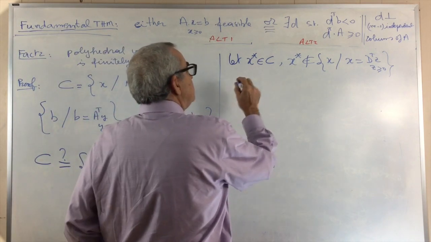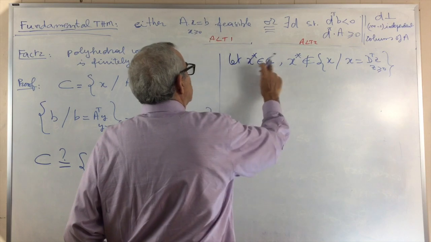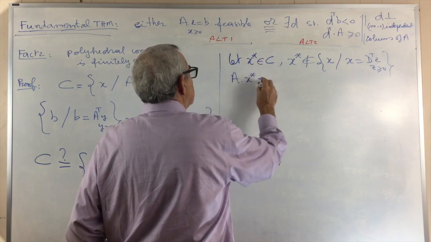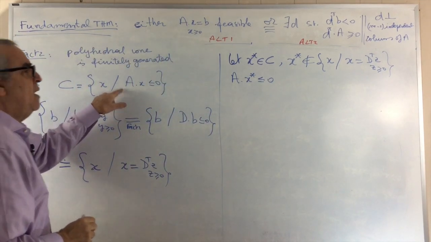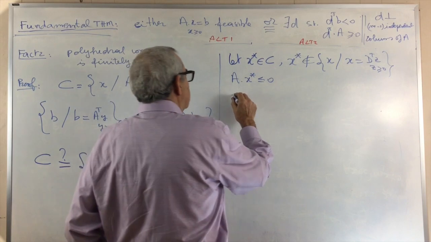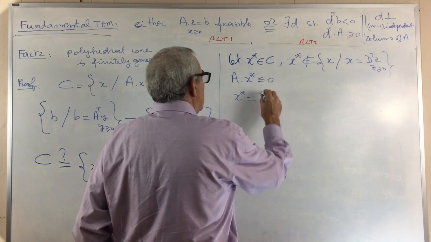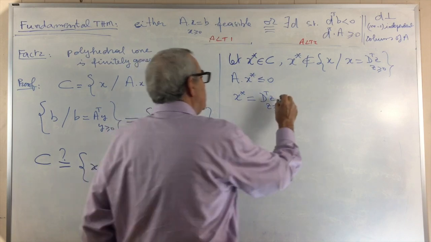So now, let's see what this means. First of all, X star belongs to C. That means A dot X star is less or equal to 0. That's the definition of C. That's the first thing. And then we have X star equal to D transpose Z, Z greater or equal to 0. This is infeasible.